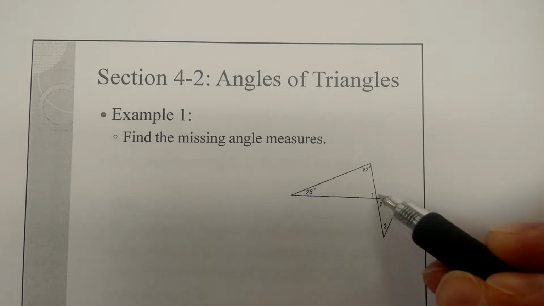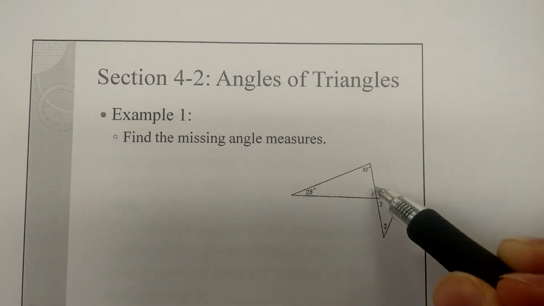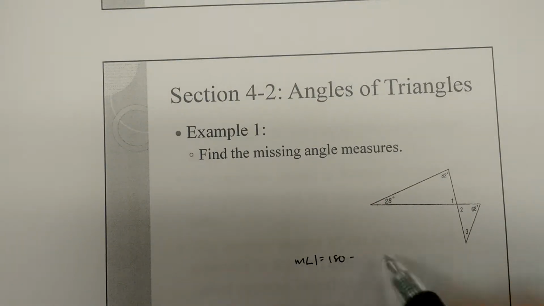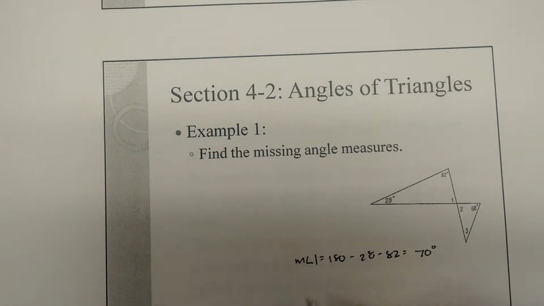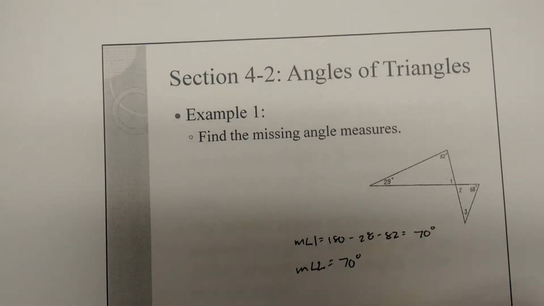So here, there's angle 1, angle 2, angle 3. So in this triangle, that's 28, that's 82. So to find angle 1, you can take 180 minus the two angles that you know. So it's going to be 70 degrees. Now to find angle 2, angle 1 and angle 2 are vertical angles. So if angle 1 is 70, angle 2 is also 70.